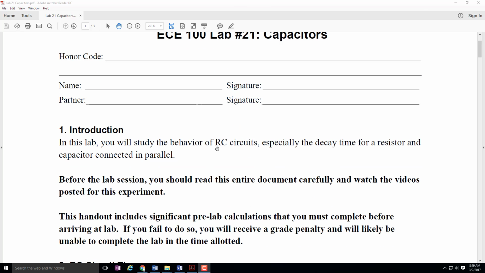Now, for the longest time when I was very little, I thought that RC stood for remote control circuits, but it's not remote control, it's resistor capacitor circuits.